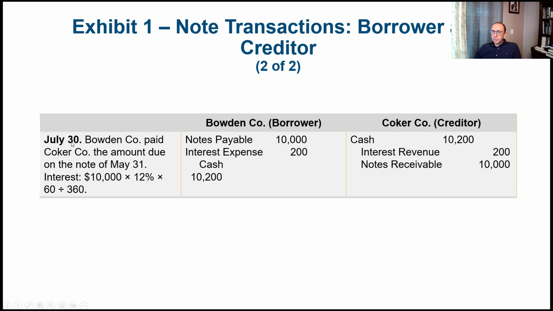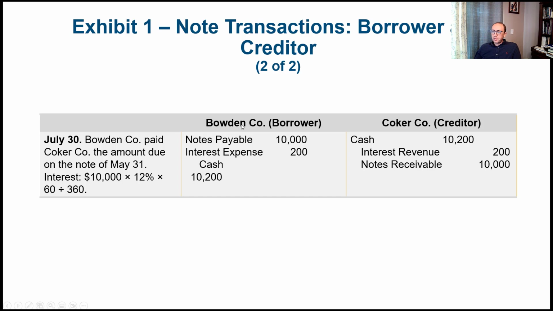So July 30th, which is after 60 days, Bowden Company paid Coker the amount due on the note of the May 31st. So we have to calculate the interest, which is not too complicated. We take the $10,000, multiply by 12%, which is the annual rate, the yearly rate, and we multiply it by 60 divided by 360. Because remember, it's between May 31st and end of July, it's about 2 months.